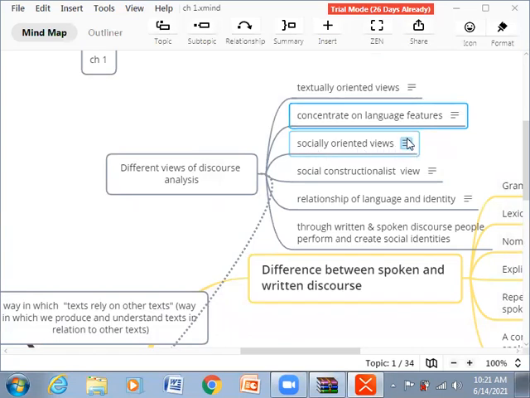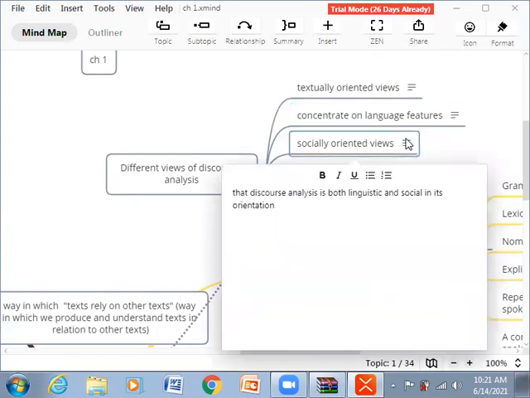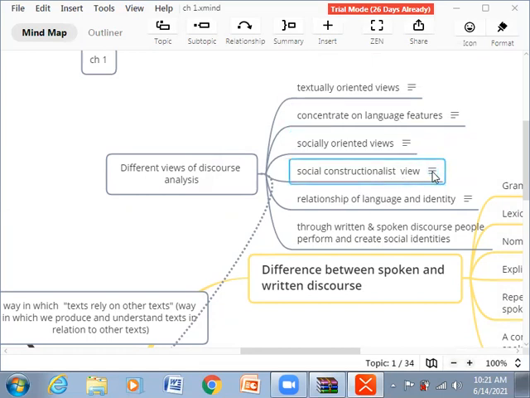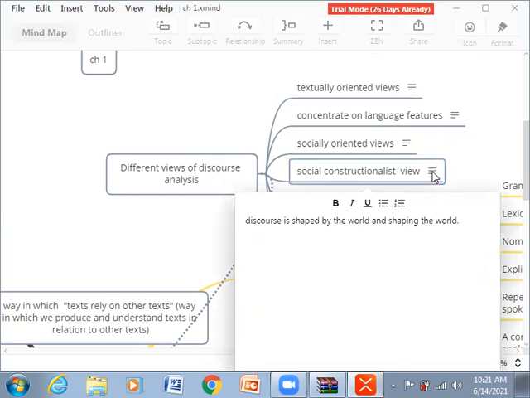Socially oriented views: that discourse analysis is both linguistic and social in its orientation. Social constructionist view: that discourse is shaped by the world and shaping the world.